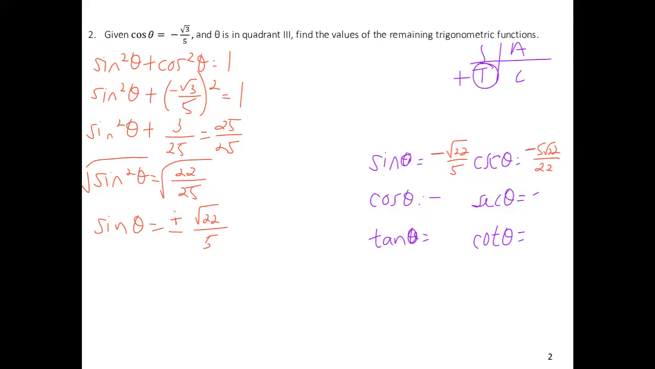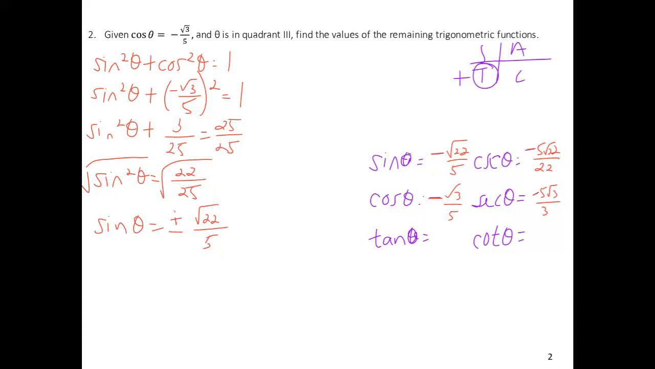Okay, and we also can fill in what we knew from the get-go, which was negative root 3 over 5 for cosine. Again, I'm going to skip the rationalizing step. You should get negative 5 root 3 over 3 for secant. And again, that's just by using reciprocal identities, just flipping the fraction, and in this case, we had to rationalize for cosecant and secant.